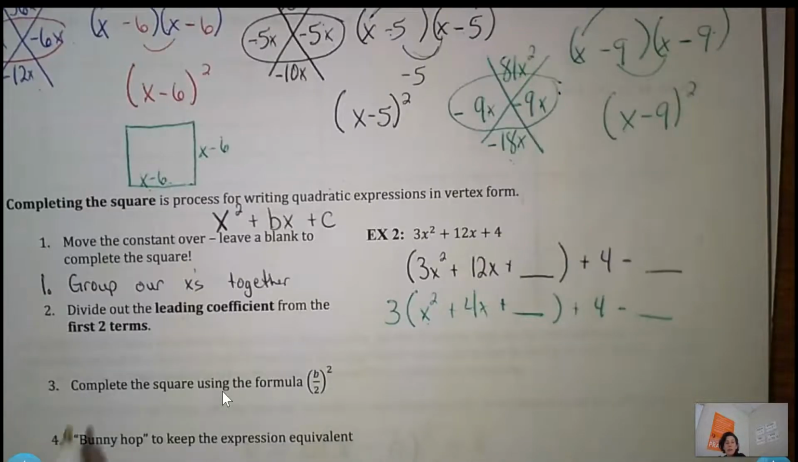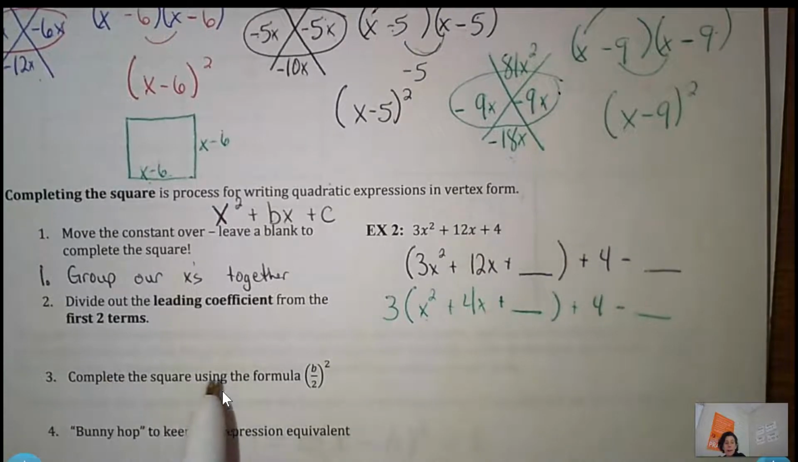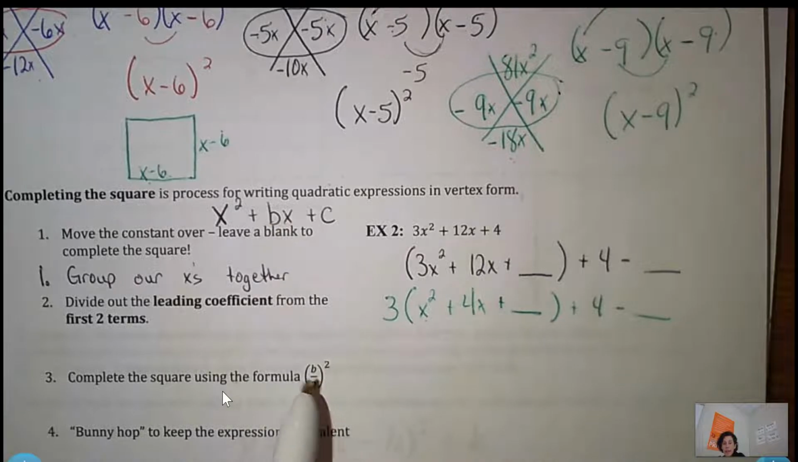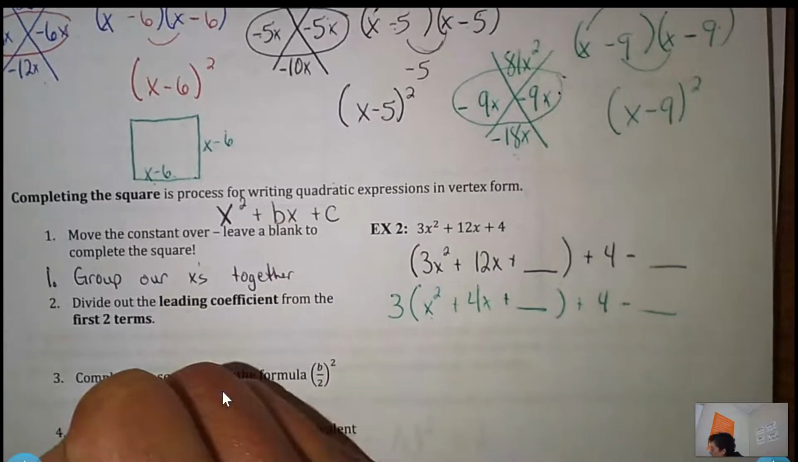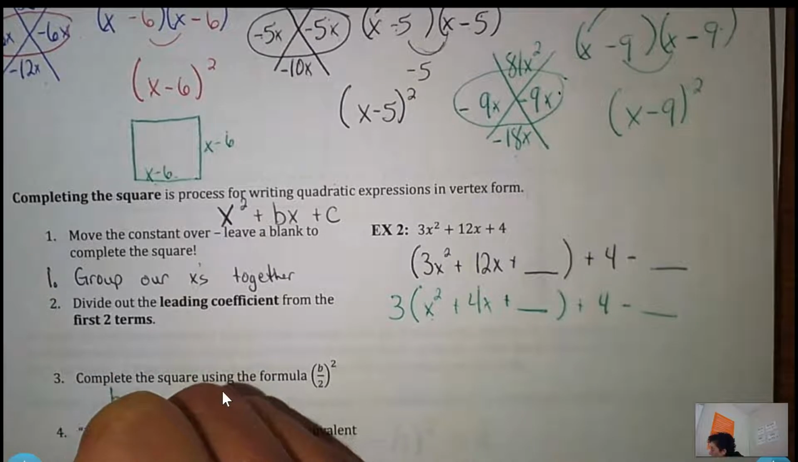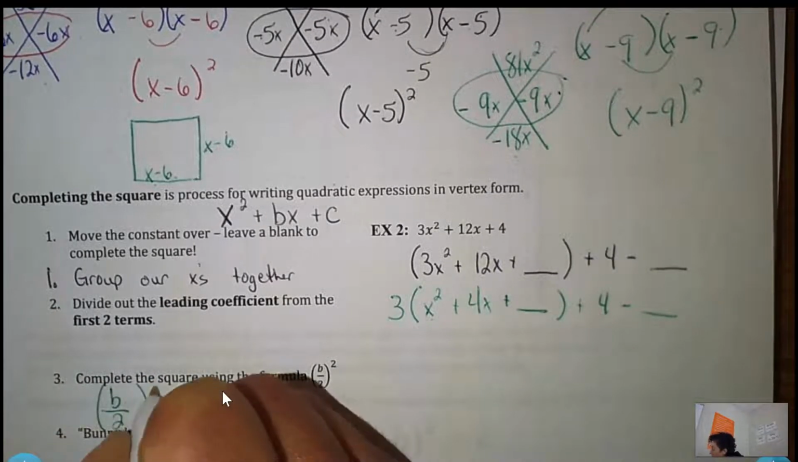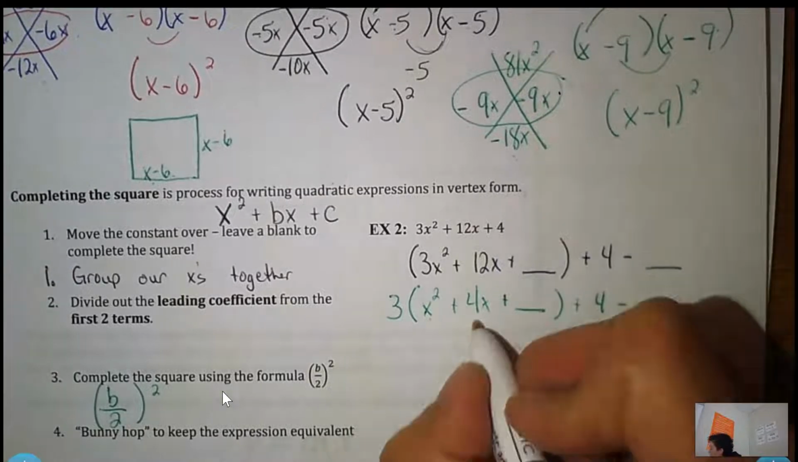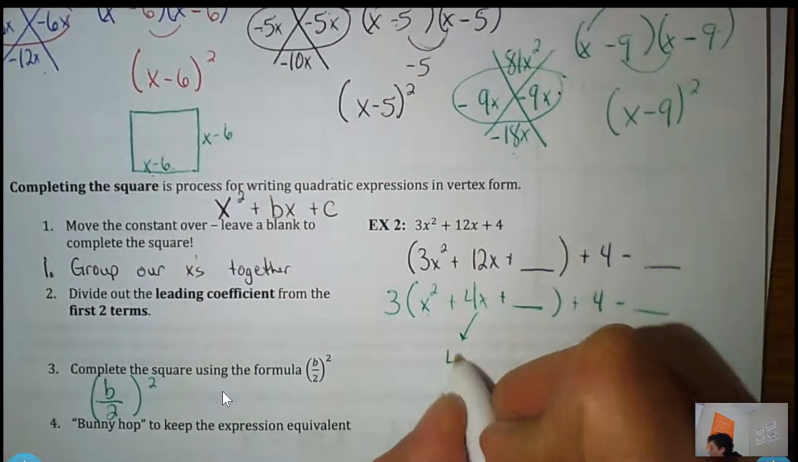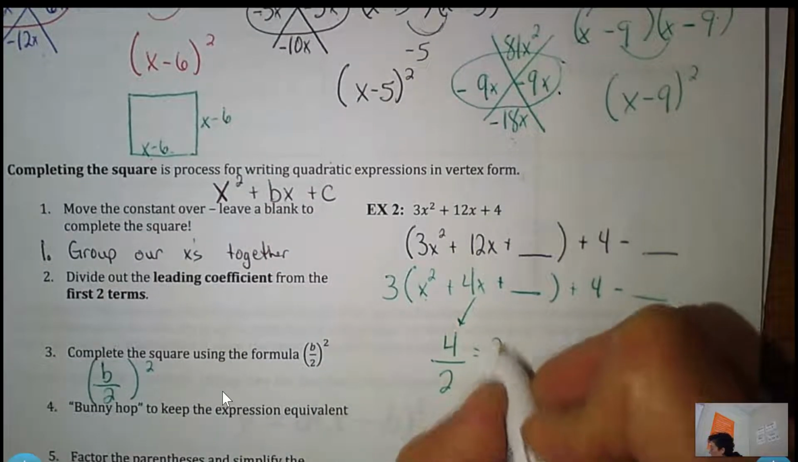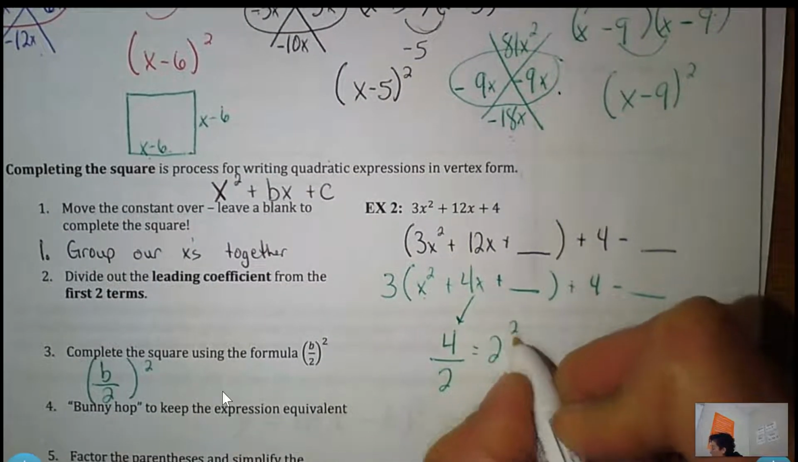And now it's going to say complete the square by using this formula. So you're going to notice where b is. What you're going to do is take b and divide it by 2. Once you get that amount, then you're going to square it. So here, and I suggest you always write this out, you're going to take 4, cut it in half, and then take that number and square it.